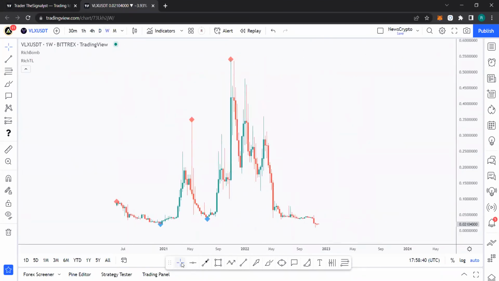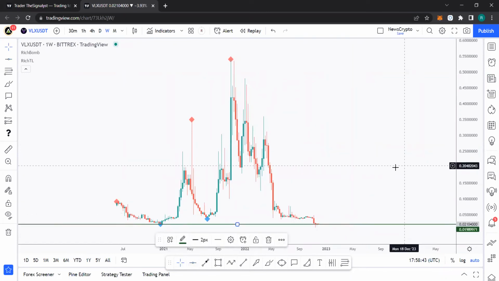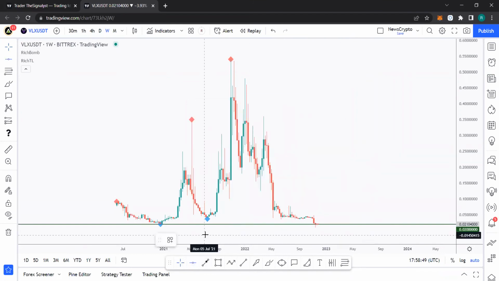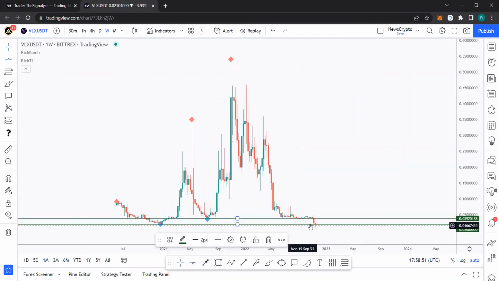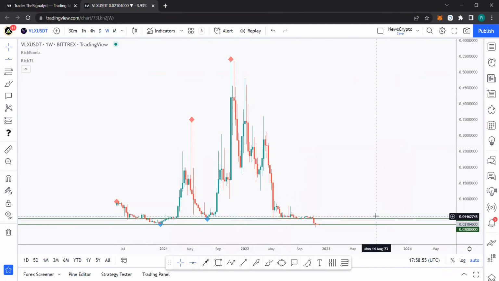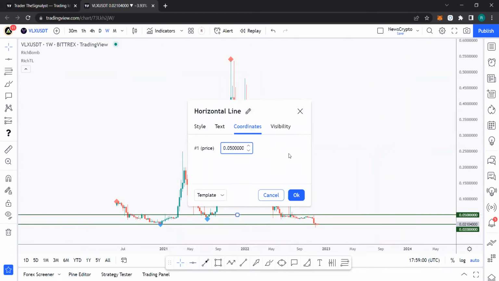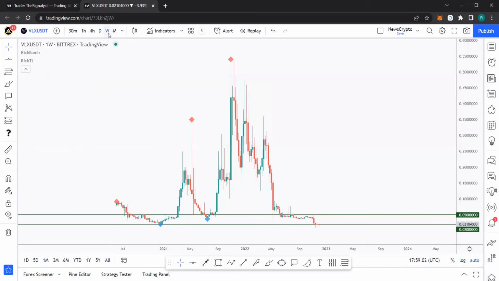Okay, VLX on this one around the all-time low, around 0.02. Also we can see a major high right here, lining up with this major low, sorry, and lining up with a round number, I guess 0.05. Yeah, that's it. It's a fantastic one.